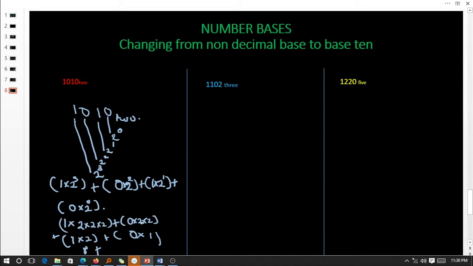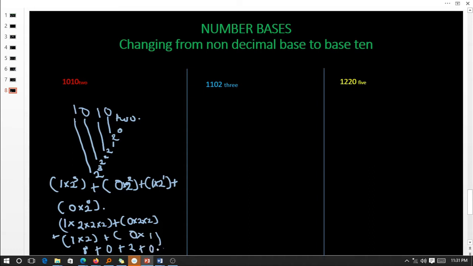Then plus, then 0 times 2, that is 0, because it's nothing. So nothing times 2, you get nothing. So that nothing still times 2, we get nothing. So we get a 0. Then plus 1 times 2, we get a 2. Then this is 0 times 1, or this is nothing times 1. What are we getting? We are getting a 0.